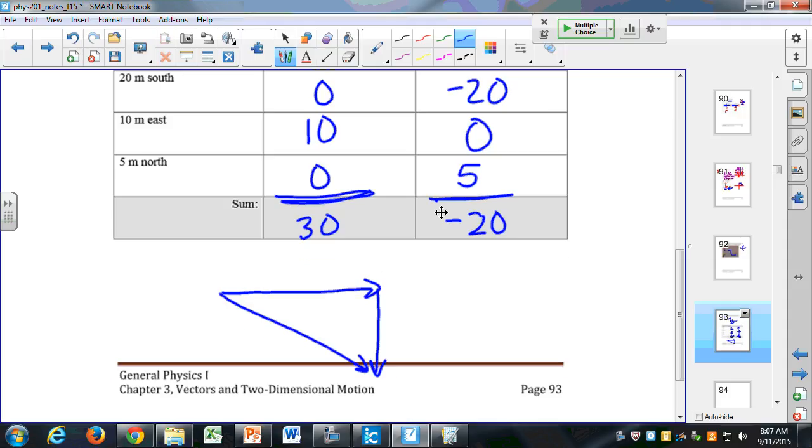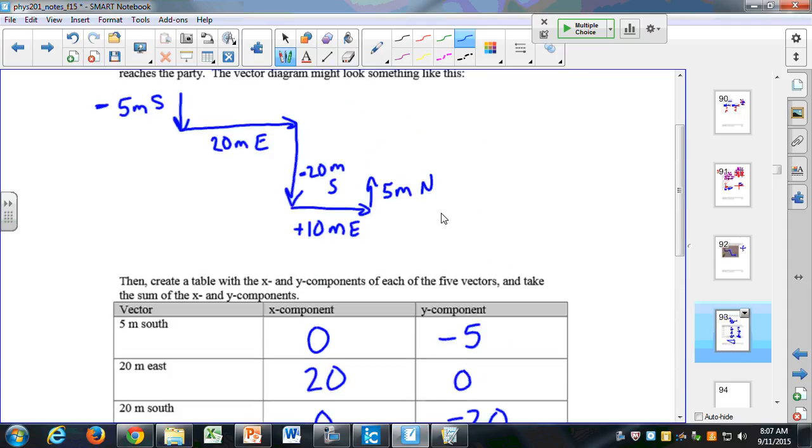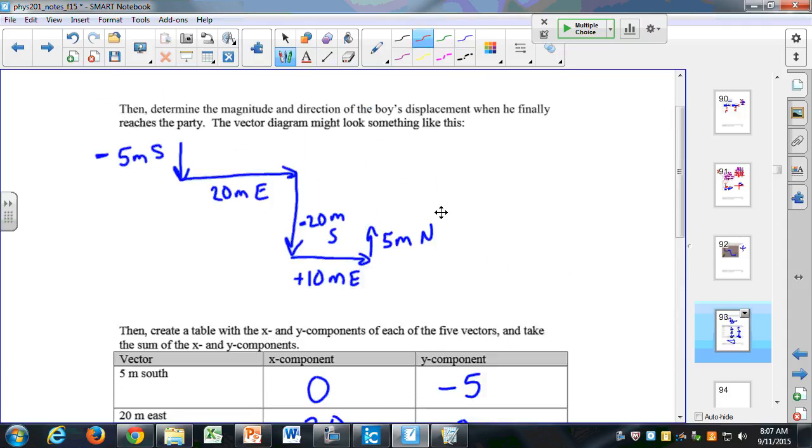Notice that if I go back up to the original diagram that I drew, my vector is going to look like this. That's the vector itself. This is the x component, this is the y component, this is that 30, this is that minus 20. And then I want to find the magnitude and direction of that vector.